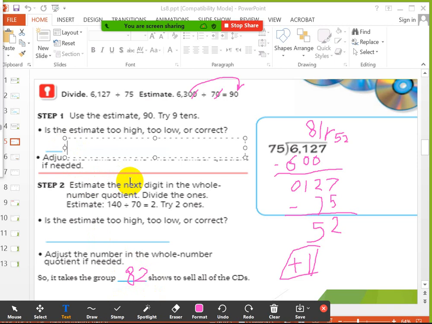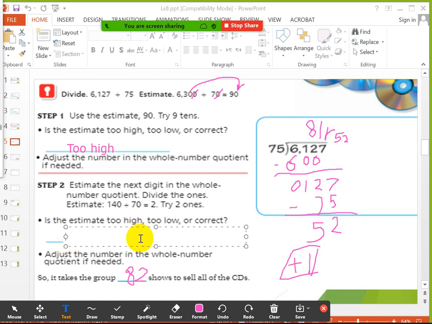That means my estimation is higher than the real answer. That means it's too high. It's too high than the correct answer. So this is the answer for this question, because it is asking you whether the estimate is too high, too low, or the correct answer. No, it's too high.